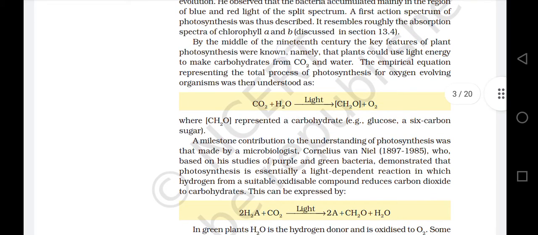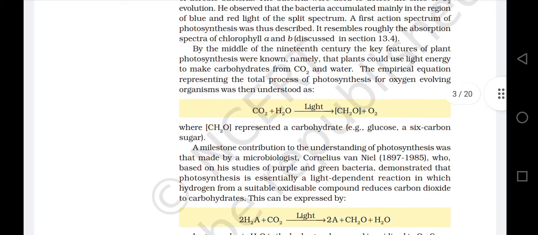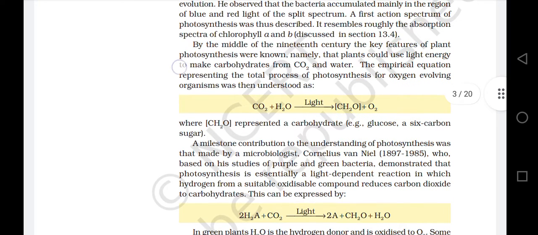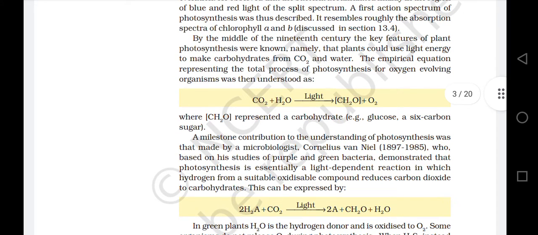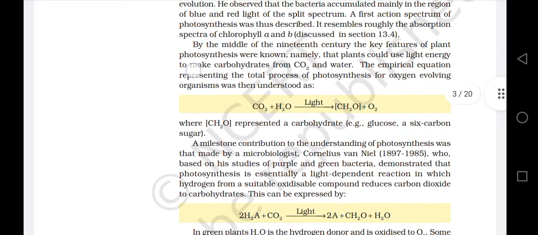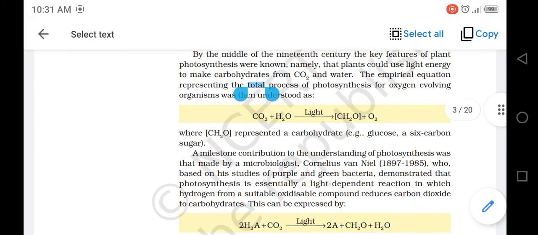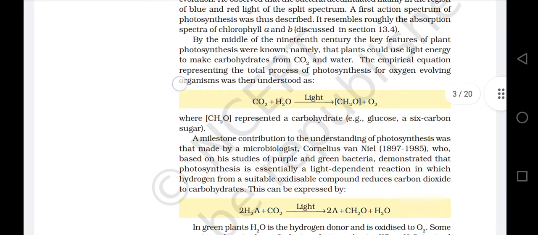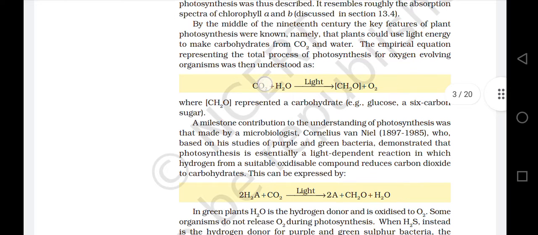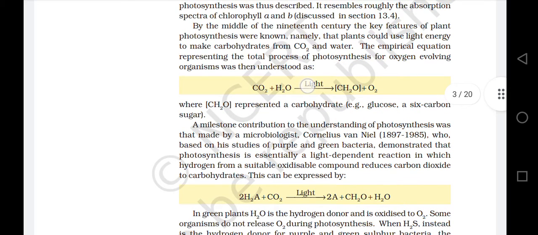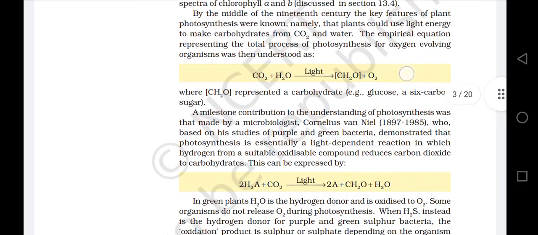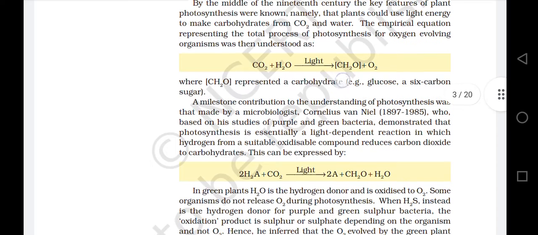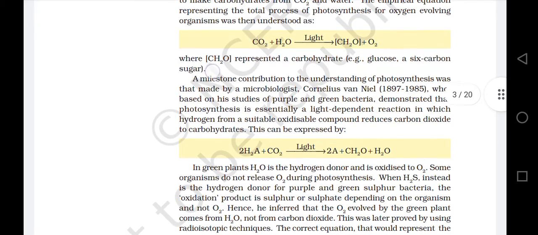By the middle of the 19th century, the key features of plant photosynthesis were known, namely that plants could use light energy to make carbohydrates from carbon dioxide and water. The empirical equation representing the total process of photosynthesis for oxygen-evolving organisms was understood as CO2 plus H2O, in the presence of light, gives CH2O plus O2, where CH2O represents a carbohydrate, for example glucose, a 6-carbon sugar.